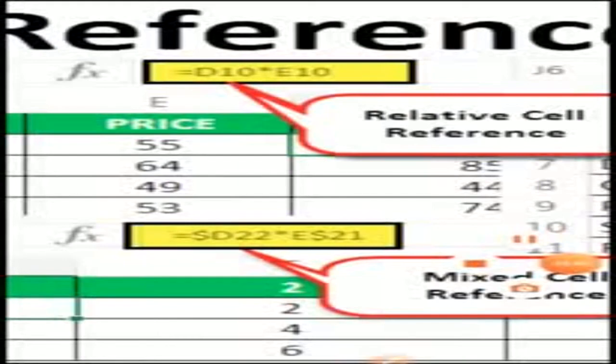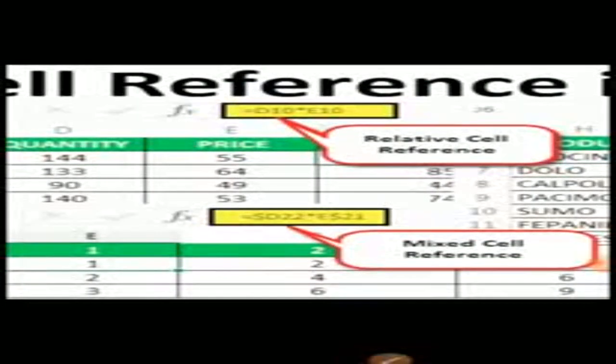Now students, we can talk about the absolute cell address. We give the absolute reference when we want to keep both the row and column constant. I mean, at that time we want to make both row and column constant. To make the row or column constant, we use the dollar sign. So let's see this with an example.